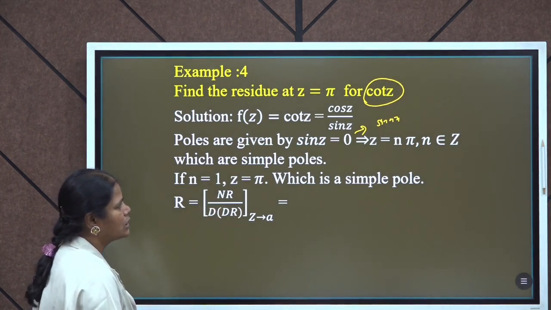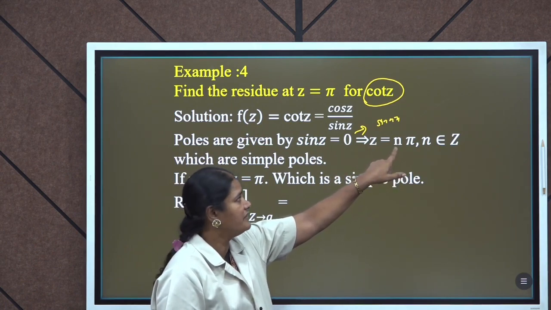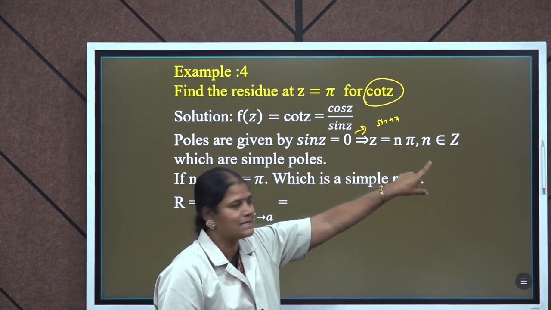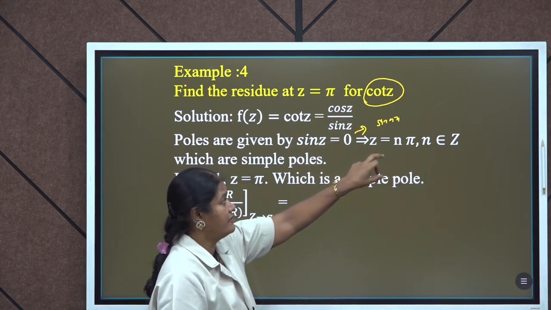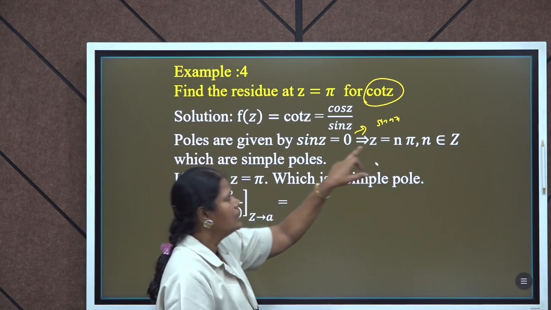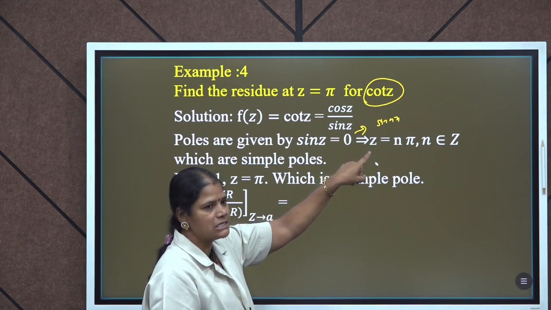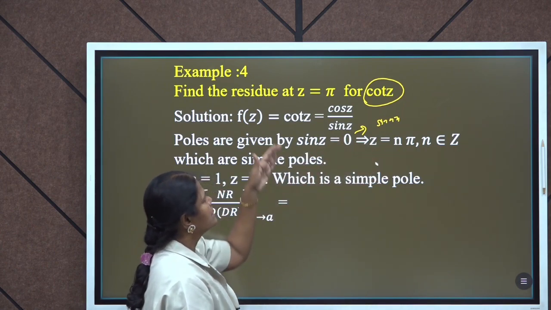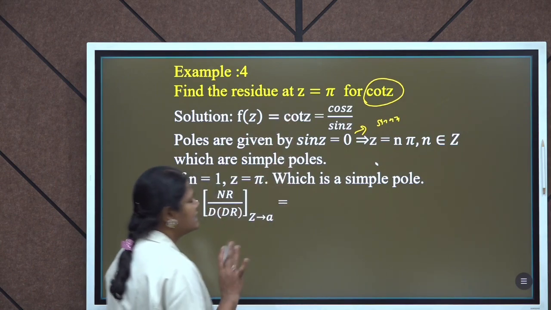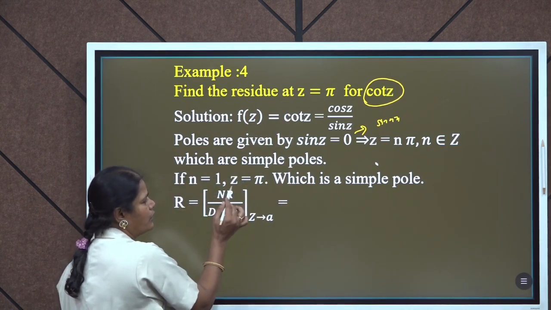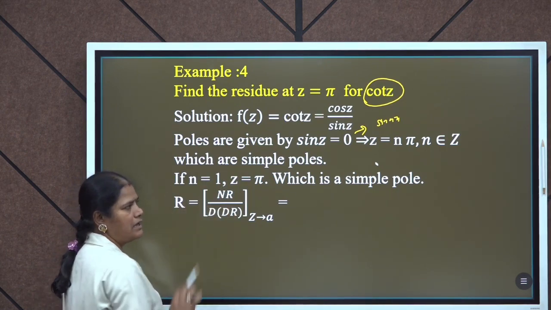When we substitute n equal to 0, we will get z equal to 0. If we substitute n equal to 1, then we will get the value z equal to pi, and so on. But in this problem, they have asked only for the residue at the point z equal to pi. Okay, so it is enough to find the residue at the pole z equal to pi. Therefore, when we substitute n equal to 1, we will get z equal to pi, which is a simple pole.